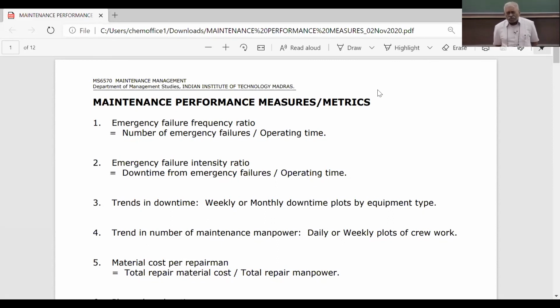The last one for today, material cost per repairman. So in a period of say a month, you look at the total repair material cost, because you'll know that from your inventory, how much inventory has been drawn for maintenance. So you can have material cost, and per repairman, total repair manpower. So per person, what is the material cost? That also gives you a clue about what's happening in maintenance performance. So these are the set which we are discussing.